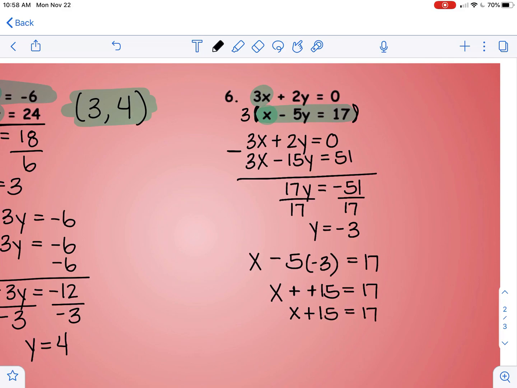So we're going to go ahead and do that. And then we'll subtract 15 from both sides to get x is equal to 2. So then I'm going to write my ordered pair up here as 2, negative 3.